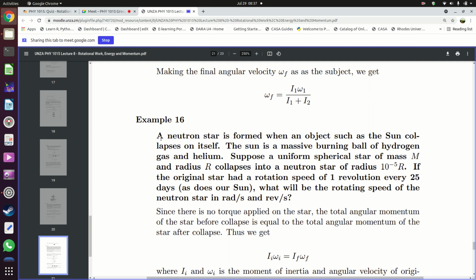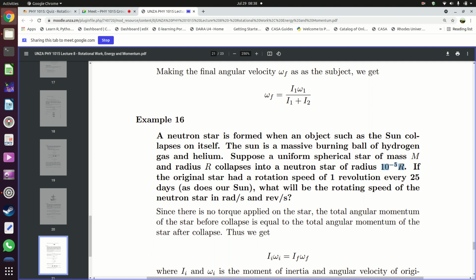So example number 16: a neutron star is formed when an object such as the sun collapses on itself. The sun is a massive burning ball of hydrogen and helium. Suppose a uniform spherical star of mass m and radius r collapses into a neutron star of radius 10 to the power minus 5 r. So basically it collapses so that it becomes something very, very small, about 10,000 times smaller than what it is.